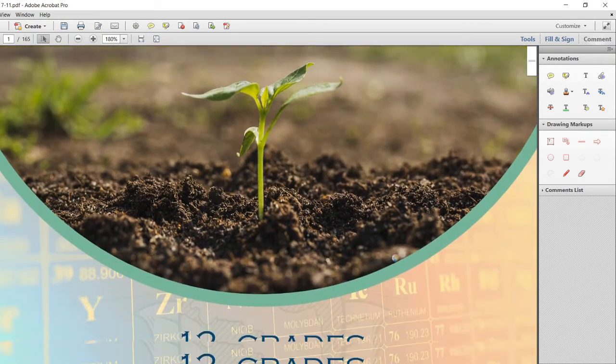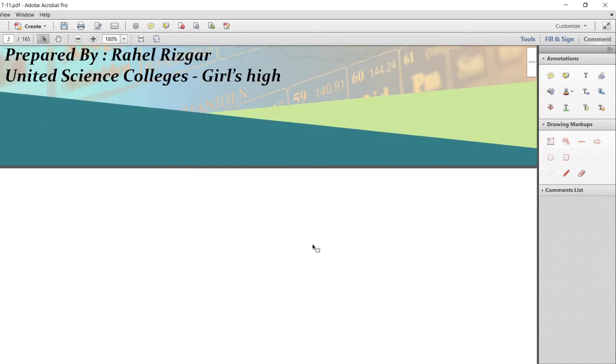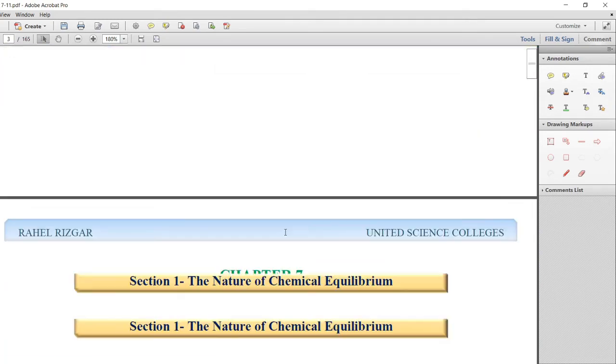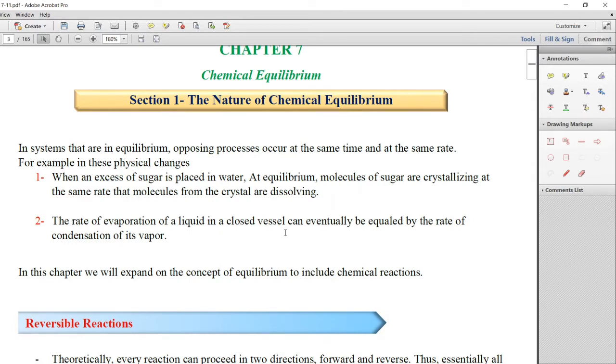Welcome back, everyone. We're going to explain Chapter 7, Section 1, which is chemical equilibrium. In systems that are in equilibrium, opposing processes occur at the same time and at the same rate. So bear in mind that when you talk about equilibrium, it doesn't say that two amounts of something can be equal. It only says that two opposing changes or processes are equal.